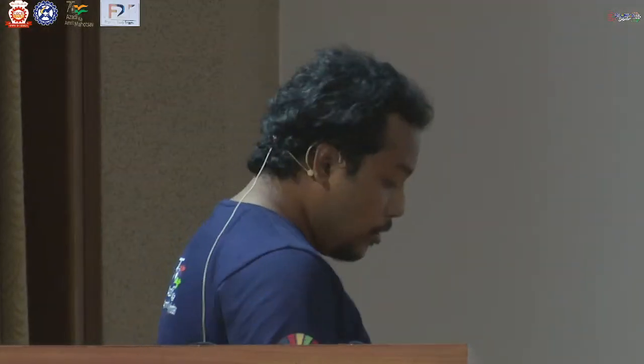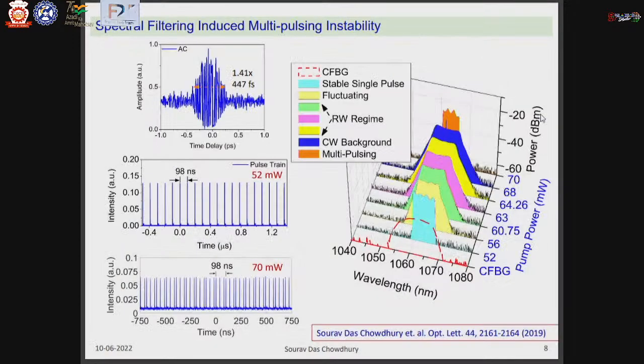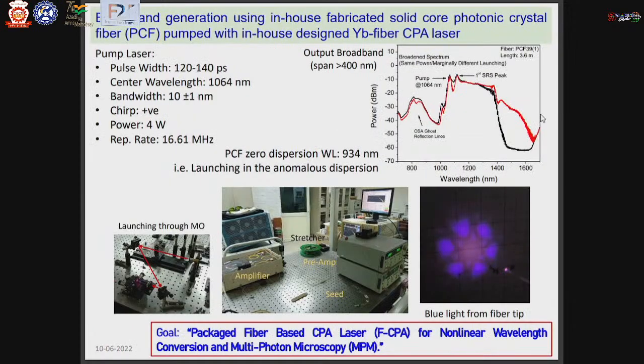Have you fabricated any device out of it? Planning any device? Yes, we are trying to package it. So, this is the configuration, the schematic diagram. There is the seed, preamplifier, stretcher, final amplifier, and compressor. This is the real configuration: the seed, the preamp, the stretcher, and the amplifier. We are already putting the amplifier in a box to make it compact, and with another box we can package all of this.